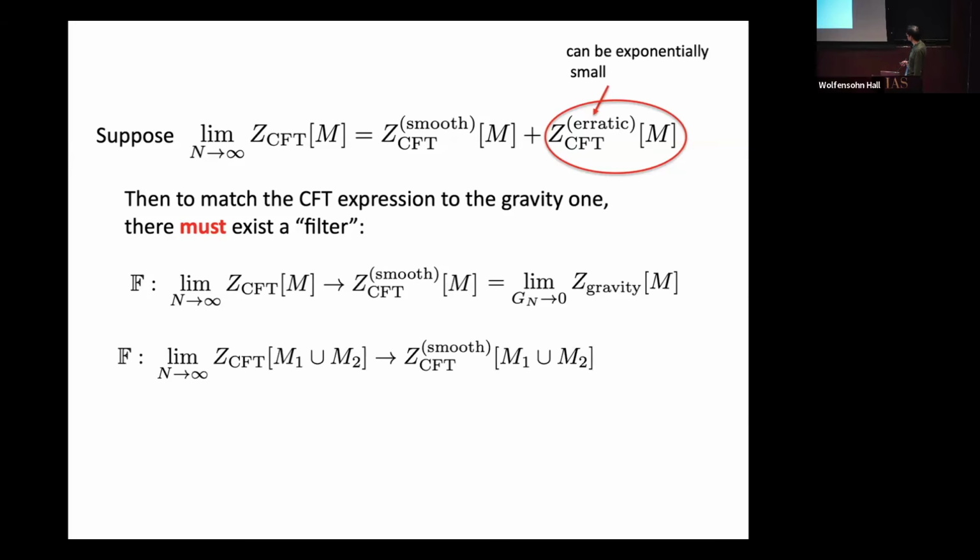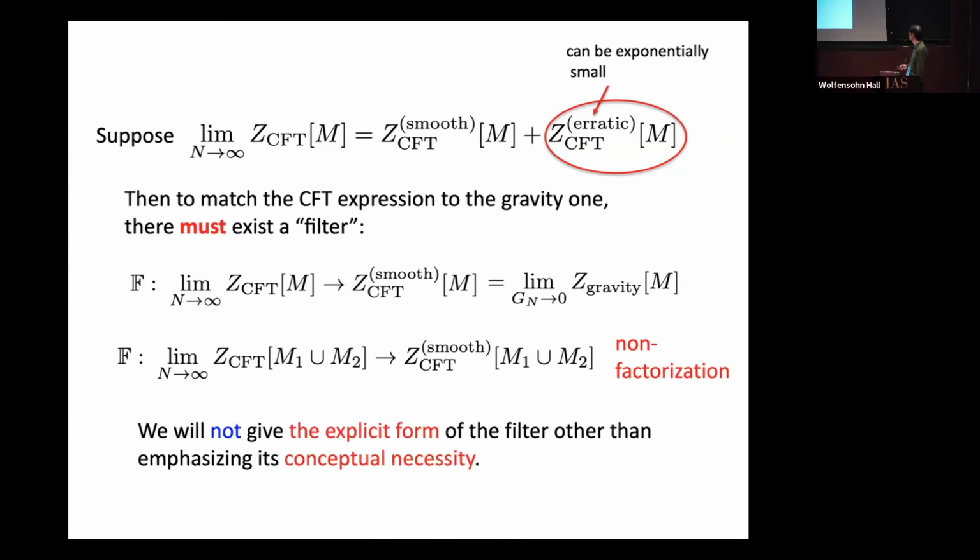And this can potentially solve the factorization problem. Because now if you apply this filter to the CFT on the disjoint manifold, and because you have filtered out this erratic part, the right-hand side does not have to factorize. So that may provide a physical and mathematical explanation for why you have this non-factorization we see on the gravity side. Unfortunately, I will not give the explicit form of the filter, other than emphasizing its conceptual necessity.